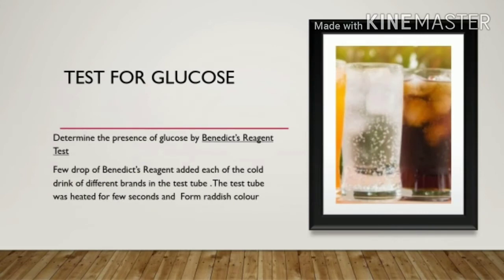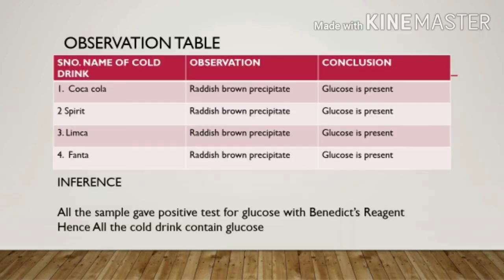Third is the test for glucose. To determine the presence of glucose, we use the Benedict's reagent. A few drops of Benedict's reagent are added to each of the cold drinks in different test tubes. The test tube is heated for a few seconds and forms a reddish brown precipitate.